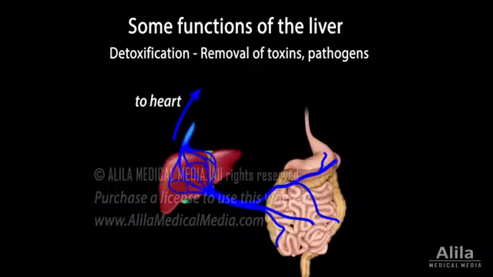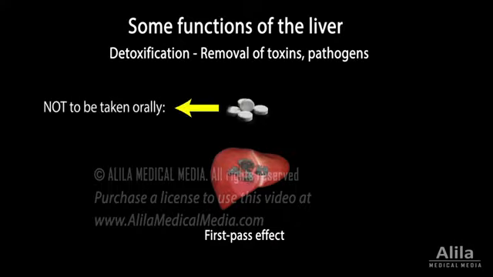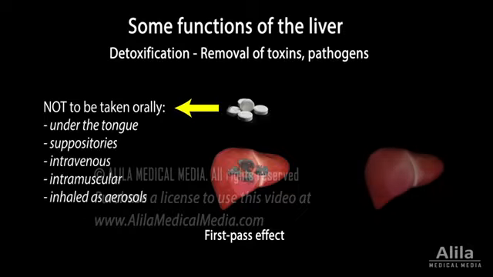The liver is a detoxification organ. It screens the blood for potentially toxic substances and pathogens and removes them before they can reach the rest of the body. Similarly, it also metabolizes and may inactivate orally administered medicines. This is known as the first pass effect. For this reason, some medicines must be taken via other routes to bypass liver metabolism. On the other hand, some drugs are specifically designed as prodrugs, which only become active after being metabolized by the liver.